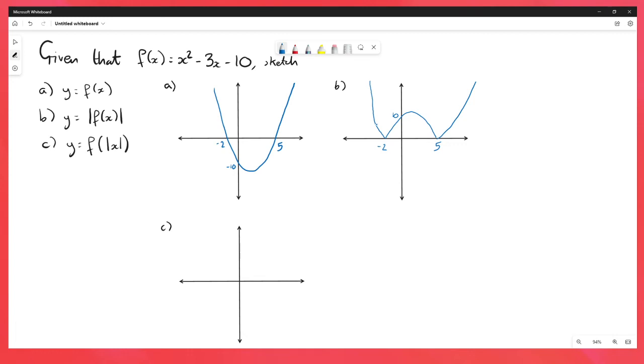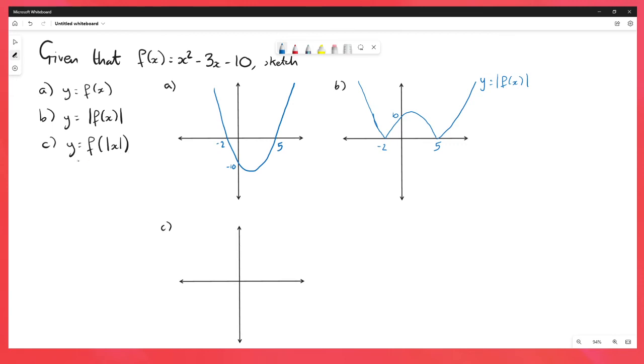Now this is not a particularly nice drawing. I apologize for that. That's a bit better. So there we go. So this is the graph of y equals the modulus of f of x. That's when you take something and modulus the whole thing.